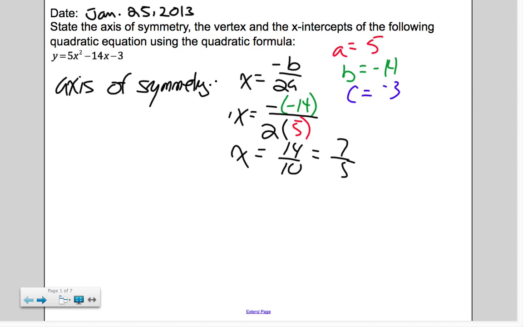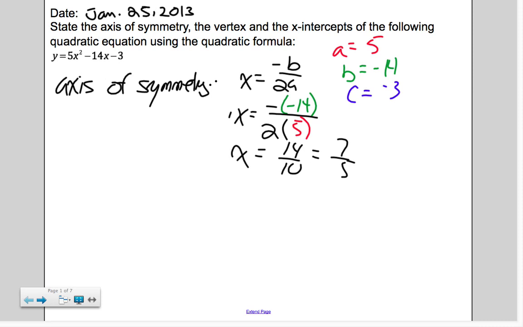Because we have the x value, how can we get the vertex? When you're finding the vertex through the quadratic formula, you find the two x-intercepts and then you find the axis of symmetry, then how do you find the vertex from there? How do you find the y value? That's why I just asked, how are we going to find the vertex from there? Adrian.